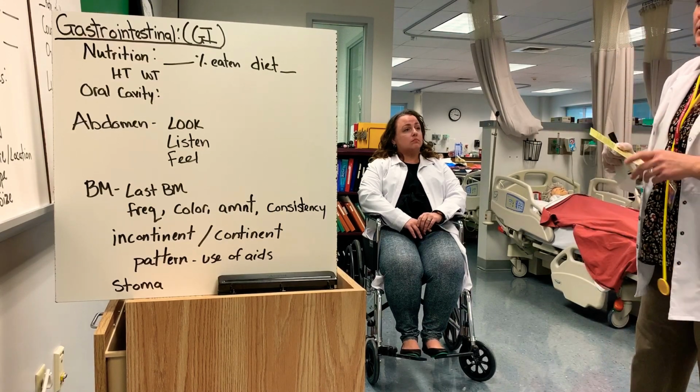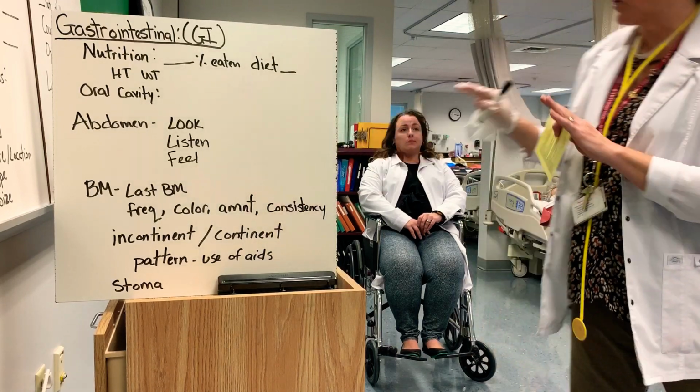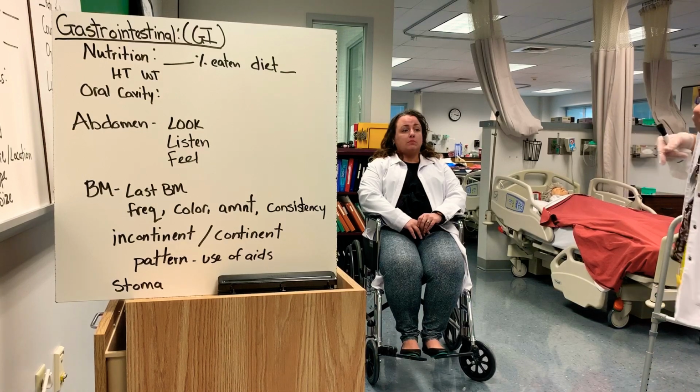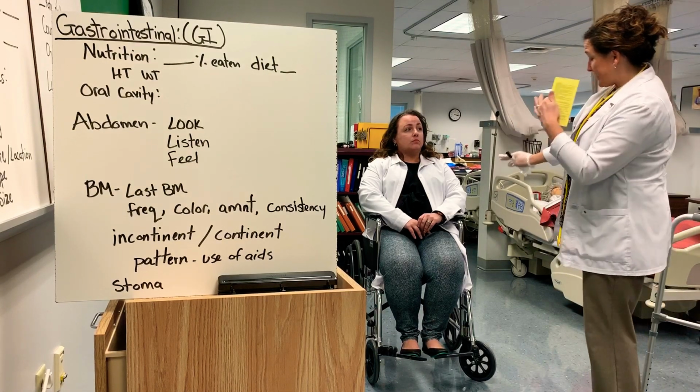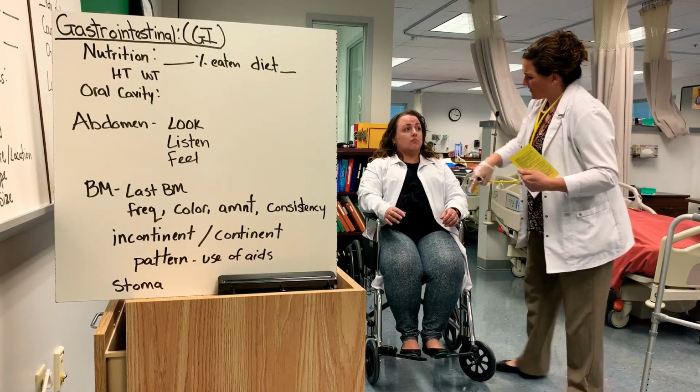All right, so the abdomen. I like to remember it as look, listen, feel, because you always want to look at the abdomen first. You listen before you palpate, because if you start to palpate, you could start those bowel sounds. So I'm going to look for any distension, any hernia sticking out. Then I would listen to all 4 quadrants. I always start in the right upper.